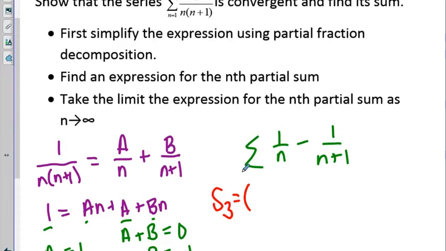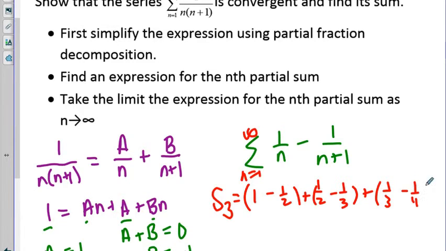So this one was starting at, be careful where it starts. It starts with 1. So it'll be 1 minus a half plus a half minus a third plus a third minus a fourth. Okay, and you can see that these terms are canceling, which means my nth partial sum will just be 1 minus 1 over n plus 1, which means my limit as n goes to infinity of that is just equal to 1.